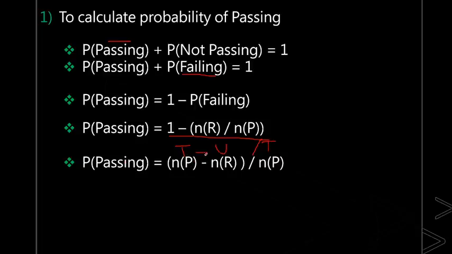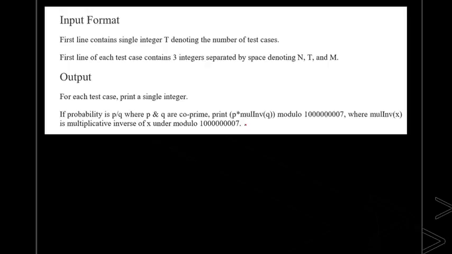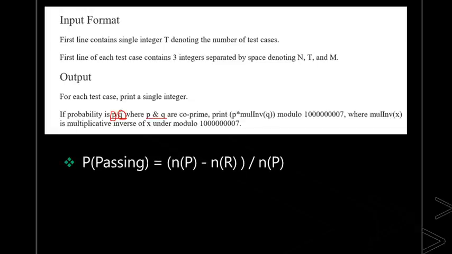Total possibility minus unknown. Requirement is nothing but unknown, right? For failing, requirement is unknown. So total minus unknown divided by total. That is the probability of passing. If you remember the question, they told you probability is represented as P by Q, where P and Q are co-primes, which means I don't need a decimal value. I need the numerator value and I need the denominator value. That is what they are asking here. For the probability they want P by Q, so they want the numerator and the denominator.